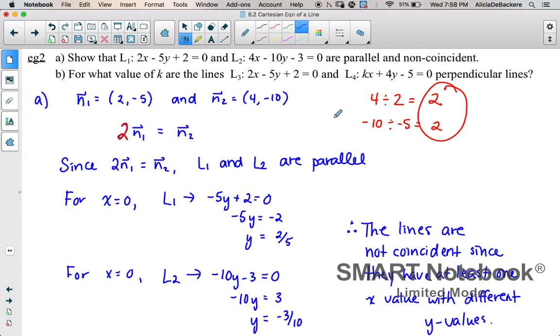So if I want to show that two lines are perpendicular, I want to check the dot product of their two normal vectors. So the first thing I'm going to do is pull out the normal vector of L3. It's going to be 2, negative 5. And the normal vector of L4 is going to be k, 4.